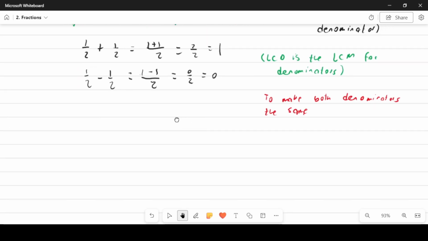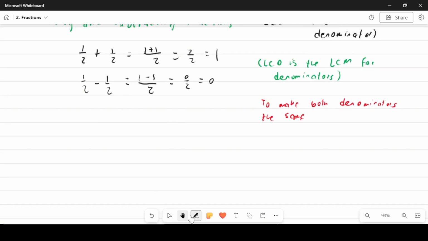So let's look at an example, right? Let's discuss some steps so that we have the necessary tools to solve a question when the denominators are not the same. So let's look at an example like 1 over 2 plus 1 over 3. Alright, so firstly I noticed two things. The first thing that I notice is that the denominators are not the same. So therefore I have to find the LCD, or I have to find the LCM for denominators. Okay, so now that's what I have to do. So that's step 1. So step 1 is LCD.